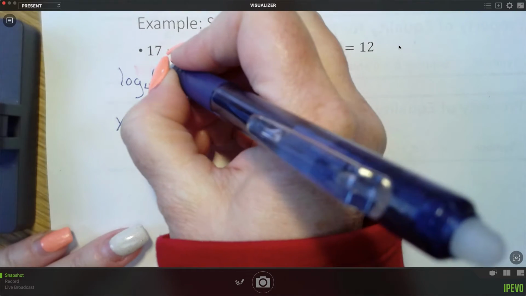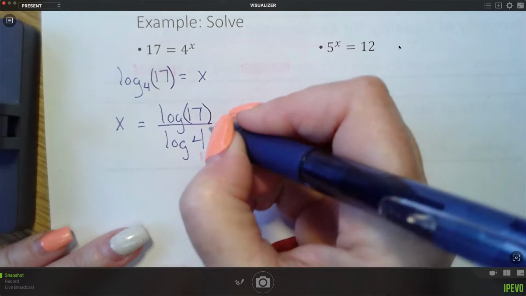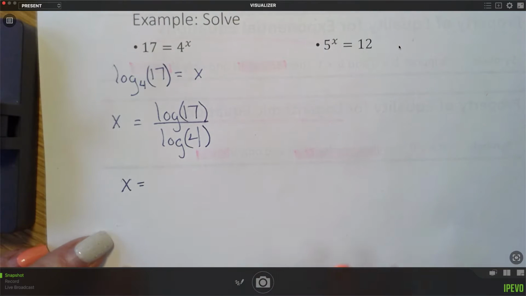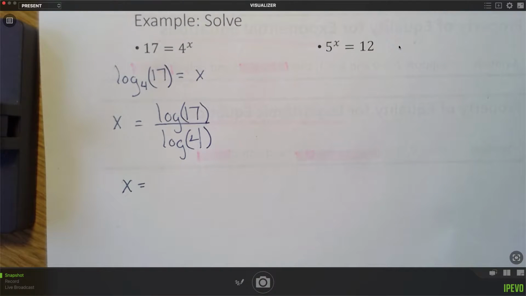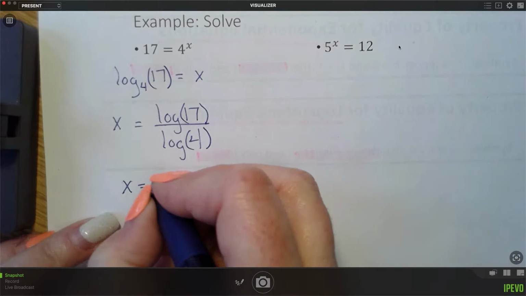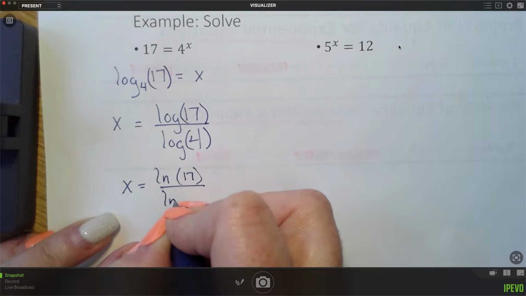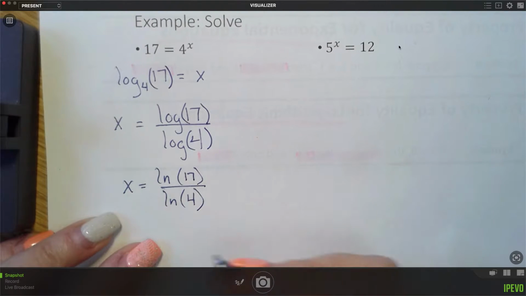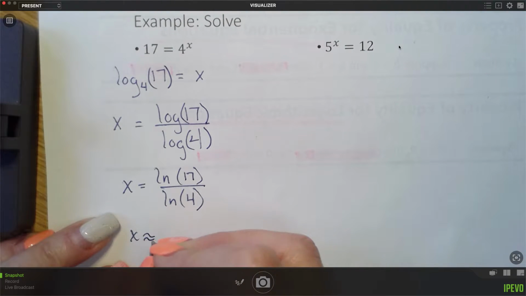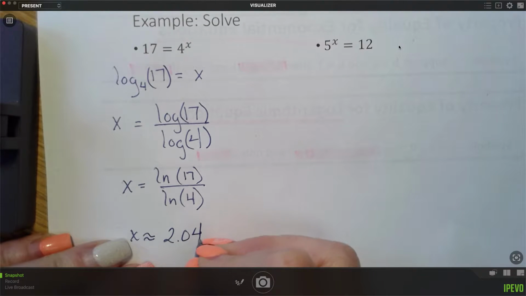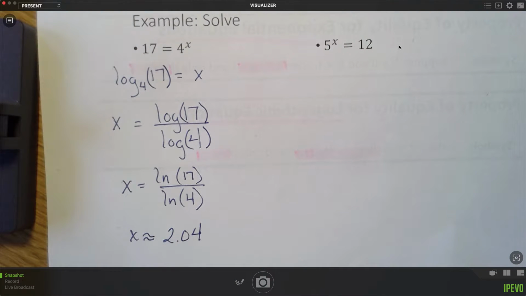Okay, I also can do what? I don't have to do base 10. I could do base e. So natural log of 17 over natural log of 4. And that gives you 2.04. And make sure you put approximately because it's an approximation. Yes?